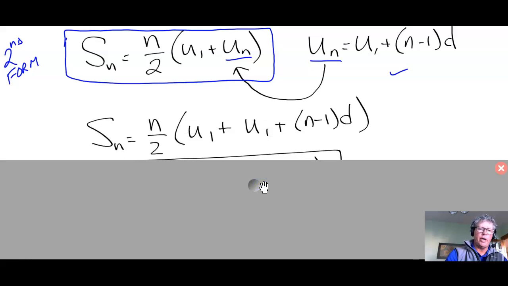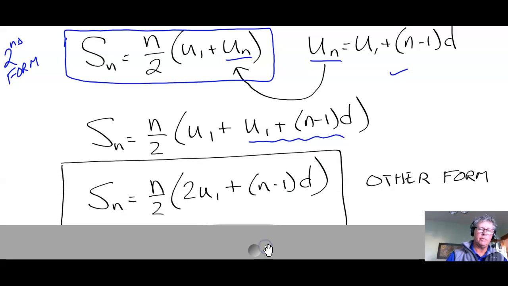And so when we substitute u sub n in, we get this little guy right there. And then we combine like terms. We got 2 u sub 1s, so we put those together. It looks a little clunky, a little bit, but what you'll notice after using it is it requires different information.